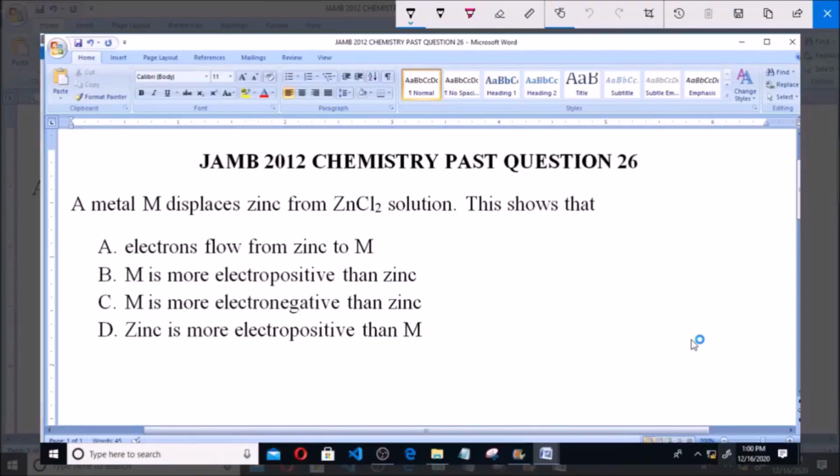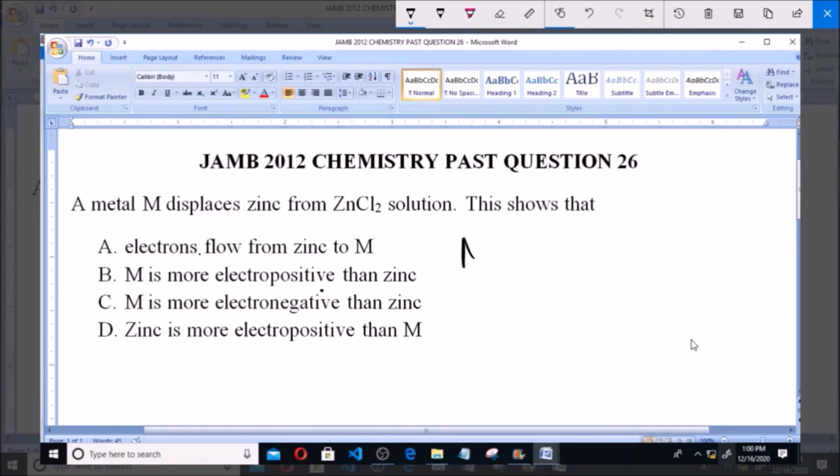I'll be answering JAMB 2012 chemistry past question 26. A metal M displaces zinc from zinc chloride solution. This shows that A, the electrons flow from zinc to M. B, M is more electropositive than zinc. C, M is more electronegative than zinc. And D, zinc is more electropositive than M.